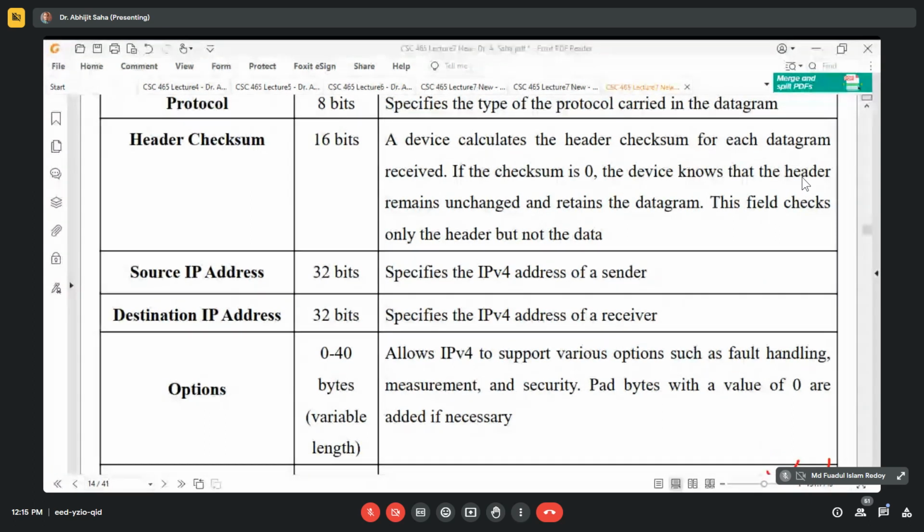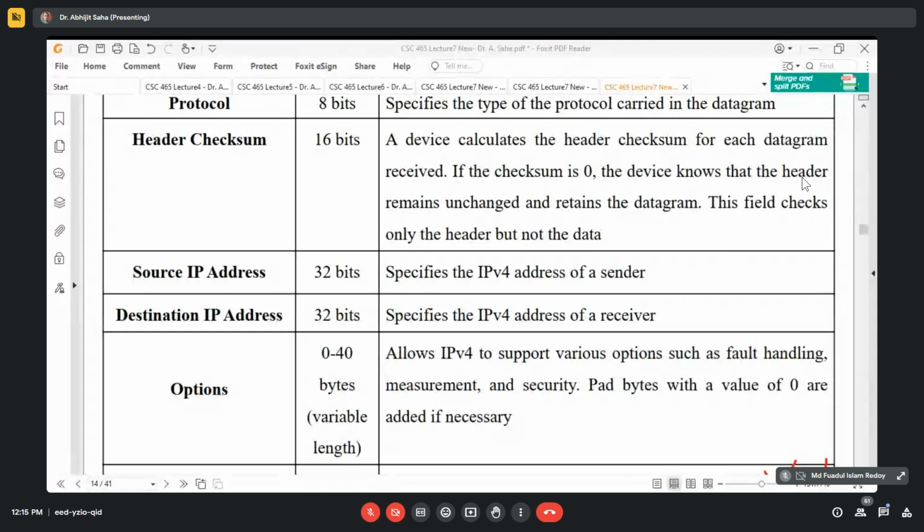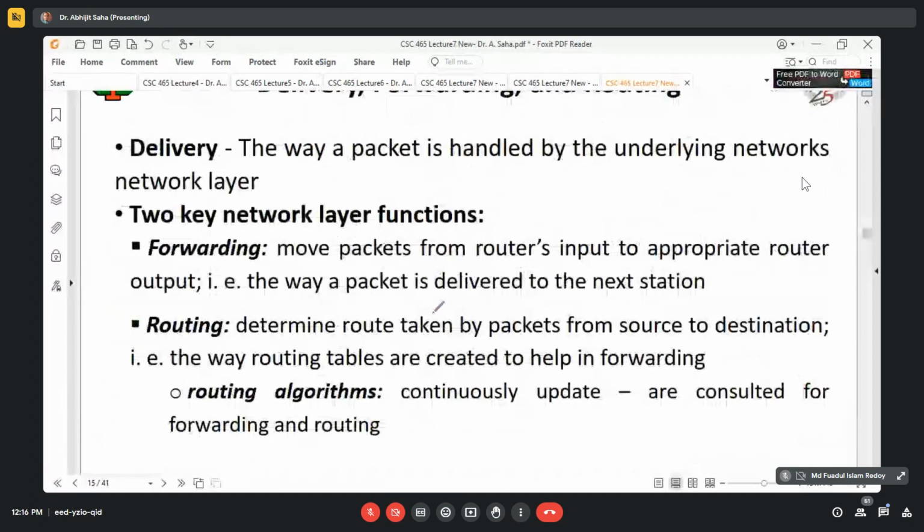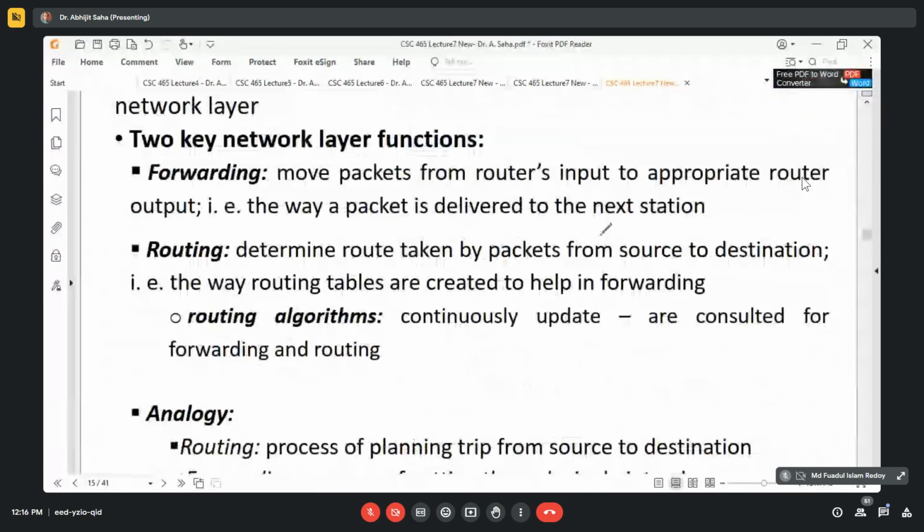Sir, what did you say about the last topic? IPv4, IPv4 addressing. Yeah, okay sir. IPv4 addressing, whatever we have discussed in the class. Okay. All right. So in your section, how much have we done? Did we progress with the forwarding, delivery, forwarding, and routing in the class?